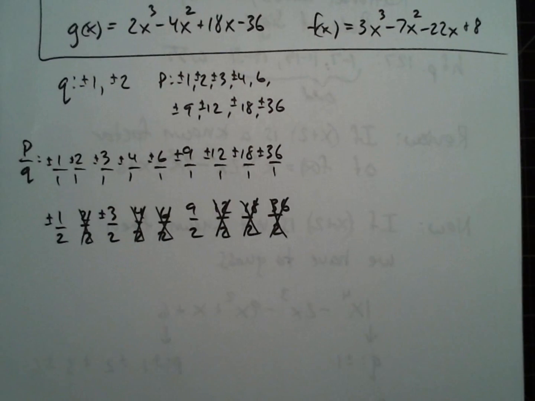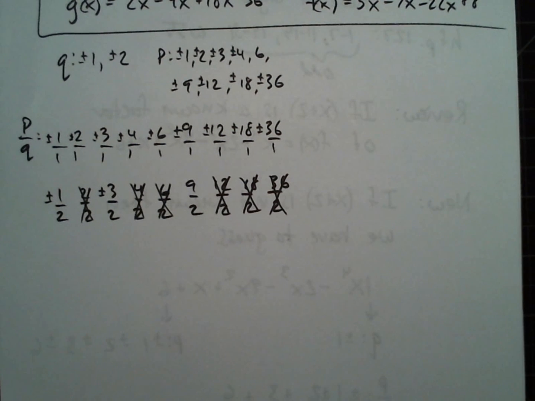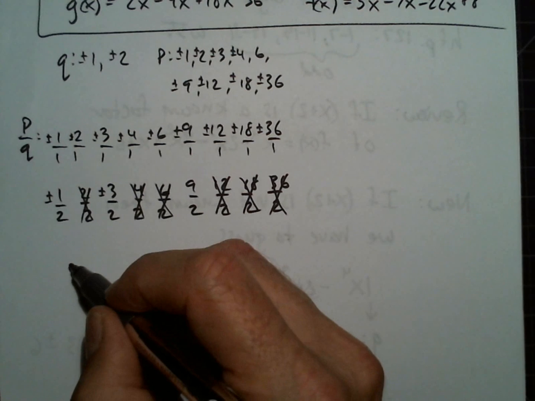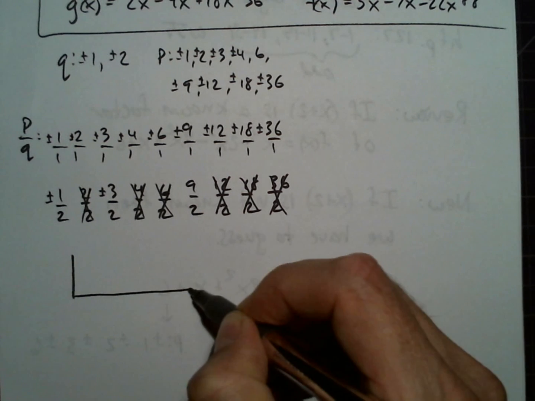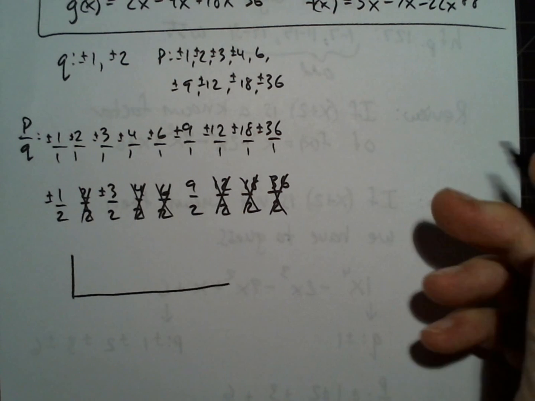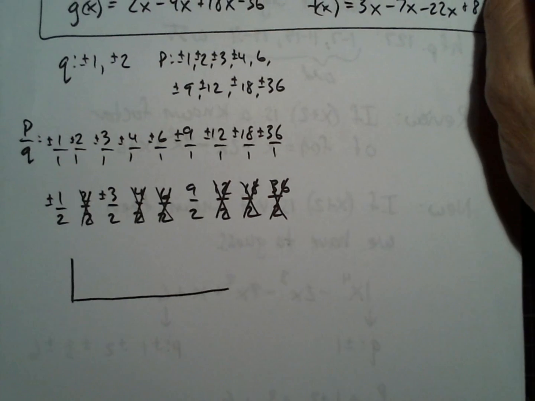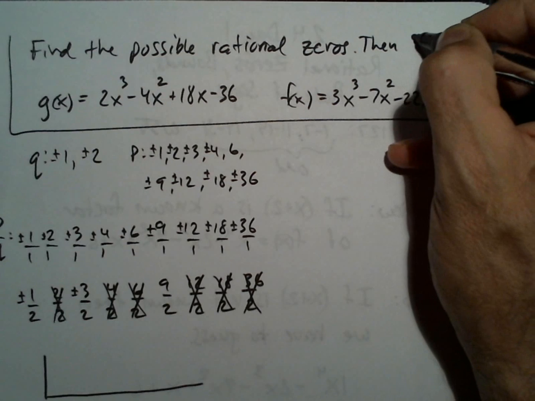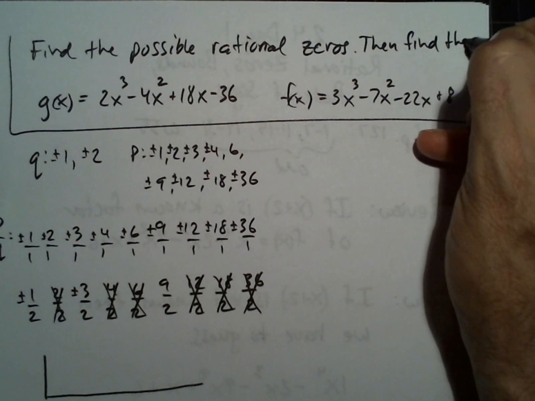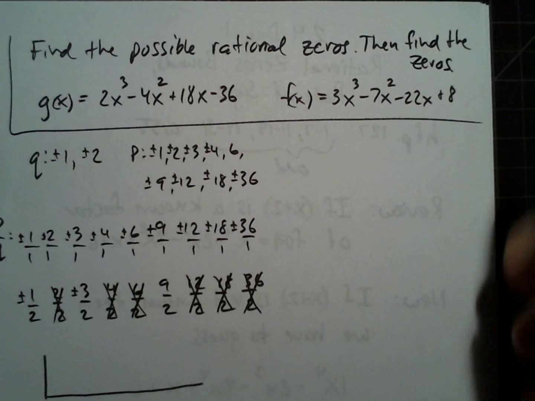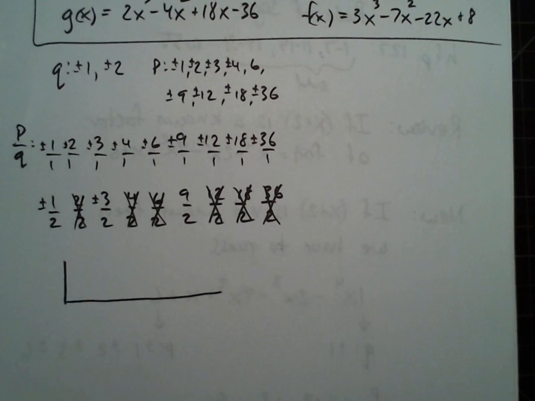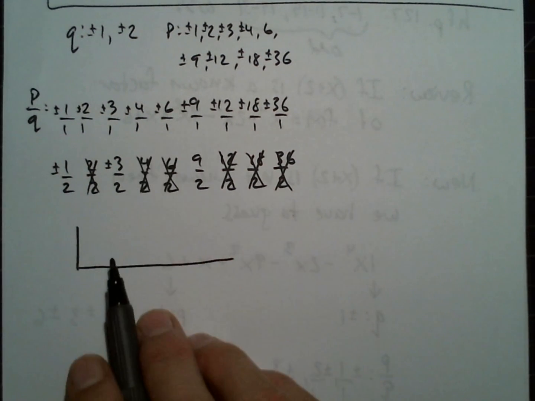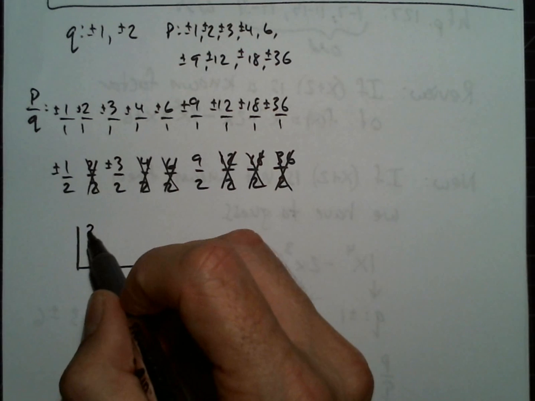All right. Then we have to guess one of these numbers to use with synthetic division. Find the possible rational zeros, then find the zeros. Forgot to write that. So if it just said find the possible rational zeros, then we're done. If it says now find the actual zeros, now we have to do synthetic division.